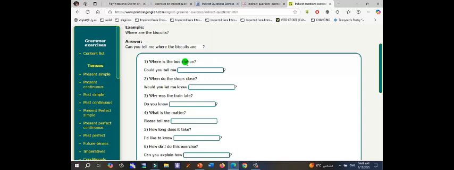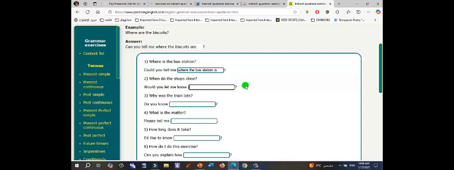Where is the bus station? I'll give you 2 seconds to think about that. Could you tell me where the bus station is? Then I put is. Right. That's right. Okay, let's move to number 2.